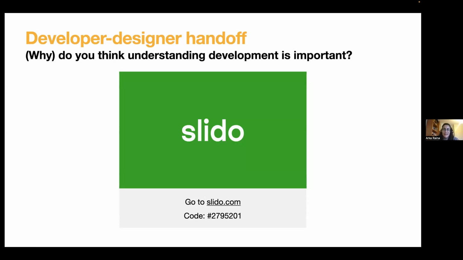Unfortunately, I did have a Slido, but I tested it and it stopped working. So we can just type in the chat. Why do you think understanding development is important from a design perspective? I'll give you a few minutes to write your answers, or if you have the option to talk, you can talk as well. Otherwise, by all means, please put your answers in the chat.